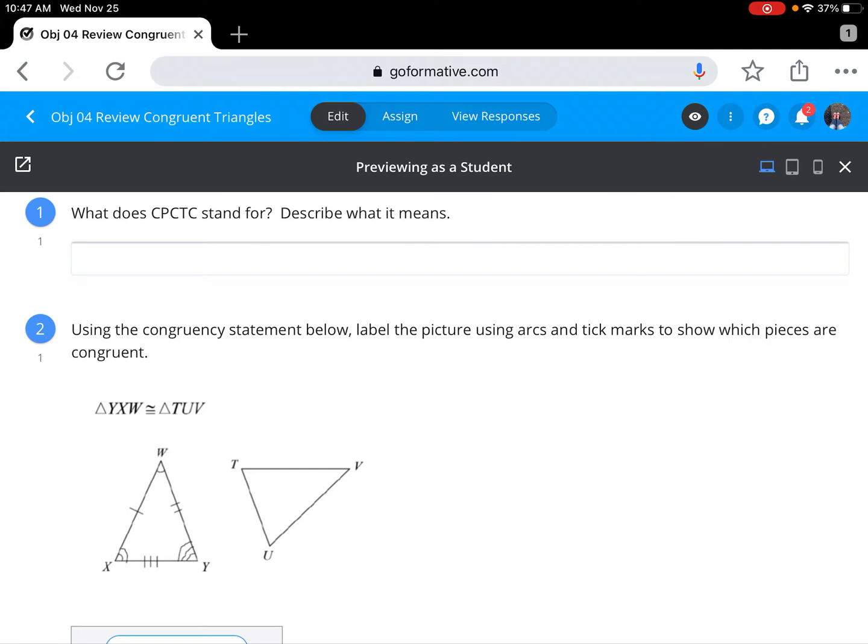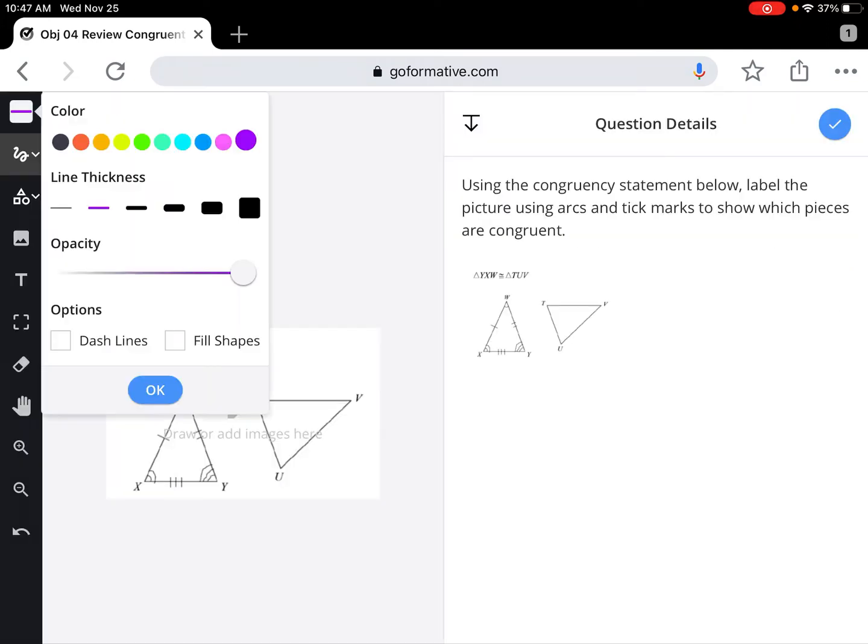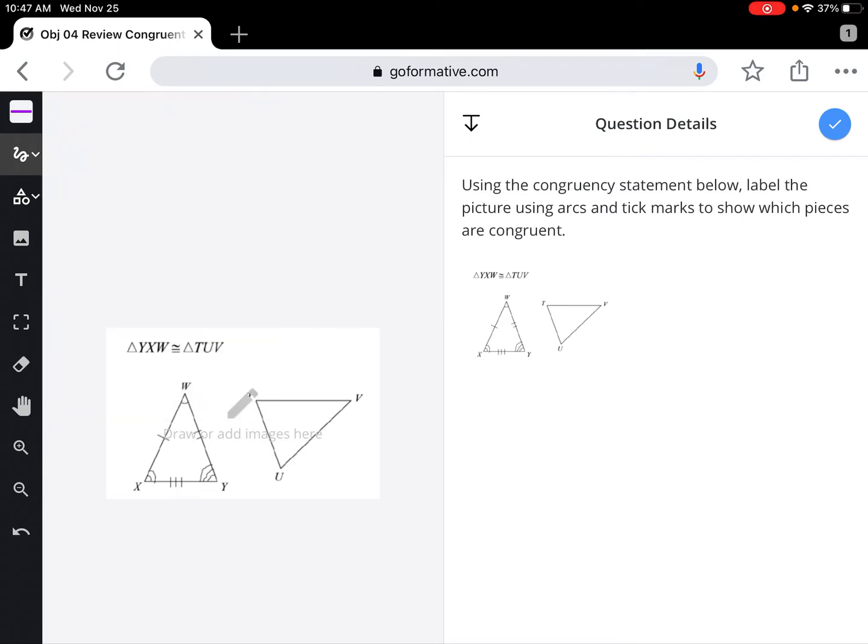Label the picture using the arcs and tick marks to show which pieces are congruent. So this is a show your work one. You just go in and you'd say, okay, if I know YXW is congruent to TUV, then I know, well, Y has three little arcs, and so that's going to be the same as T, so T is going to have three little arcs. If X has two arcs, then U is going to have two arcs. And if W has one arc, then V is going to also have one arc.